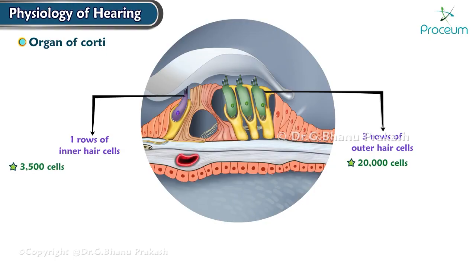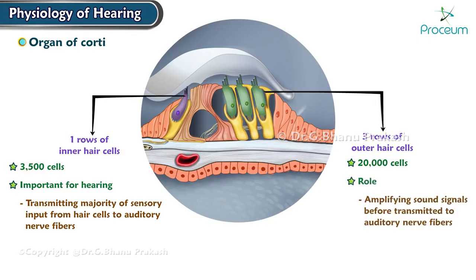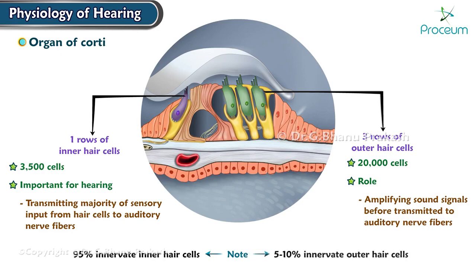However, despite being fewer in number, the inner hair cells are more important for hearing, as they're responsible for transmitting the majority of the sensory input from the hair cells to the auditory nerve fibers. The outer hair cells play a critical role in amplifying the sound signals before they're transmitted to the auditory nerve fibers. Note: 95% of these sensory neurons innervate the inner hair cells. Only 5 to 10% innervate the outer hair cells.